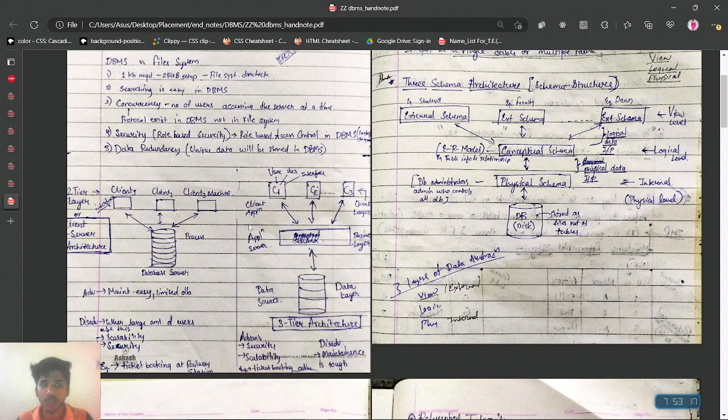Now considering the two-tier architecture, it consists of two layers: one is the client and the other is the server. So it is also called client-server architecture. The client layer consists of the user, like us, who directly accesses the database present in the database server.